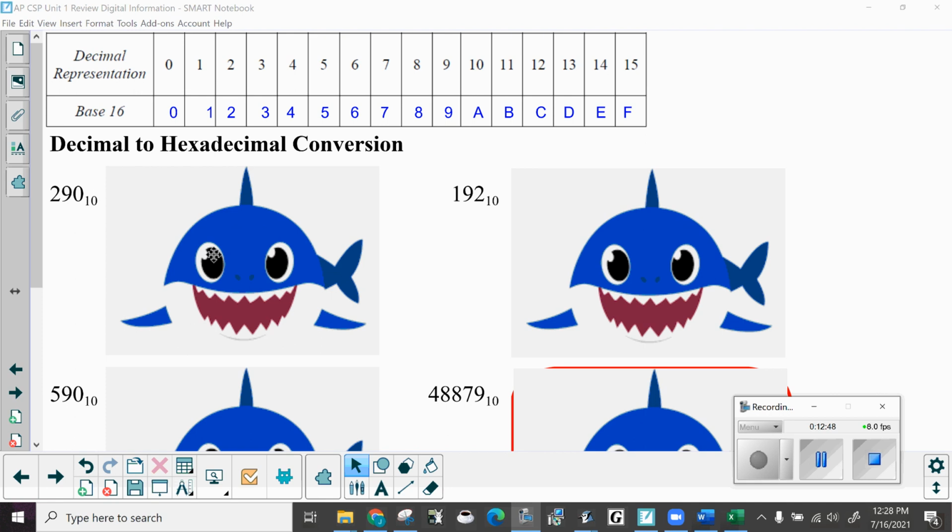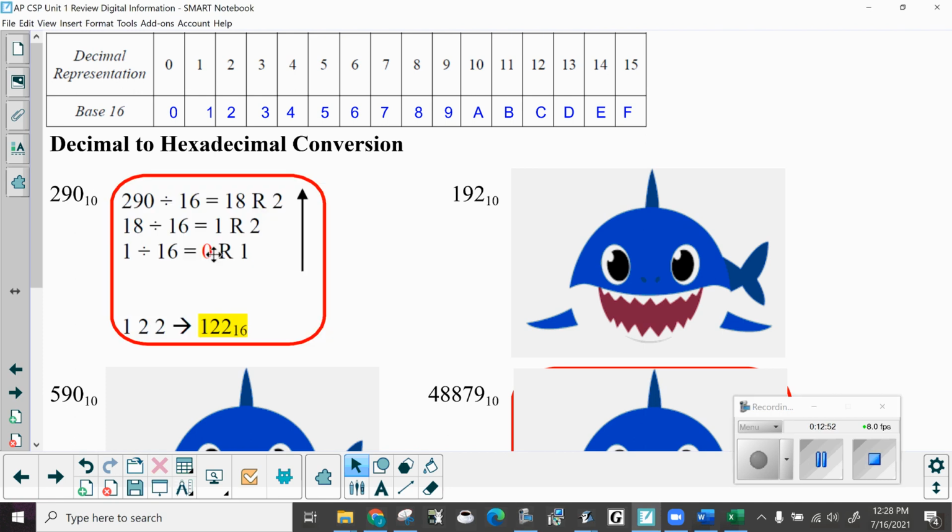Remember, we divided by 2 before, so guess what we're going to do now? We're going to divide by 16. And again, we have how many times and the remainder. And again, the number of times gets divided by 16 again, and we keep going until all we're going to have is remainder. So here, 290 base 10 is 122 base 16.